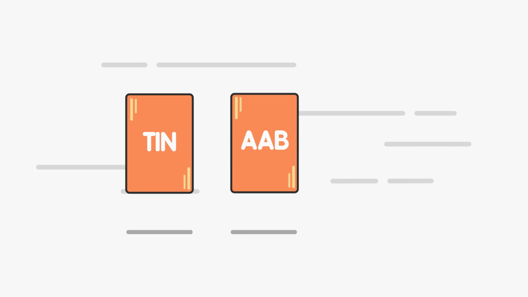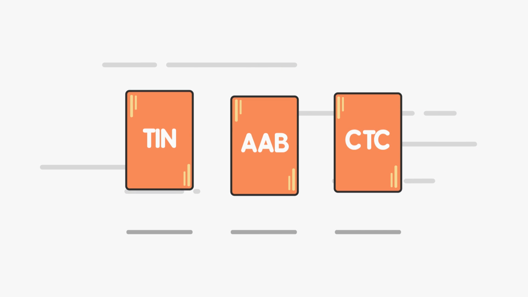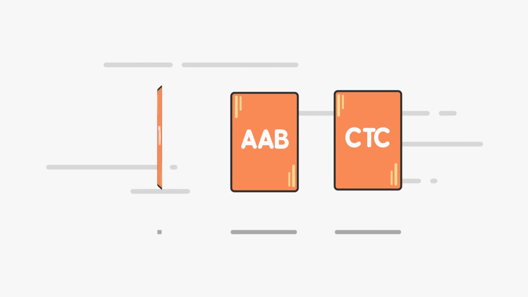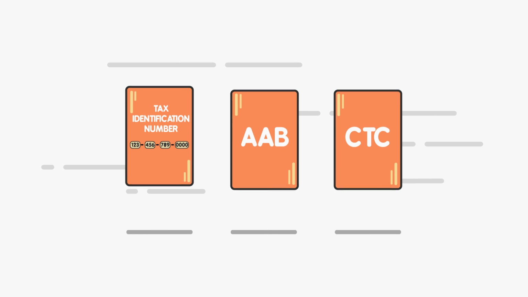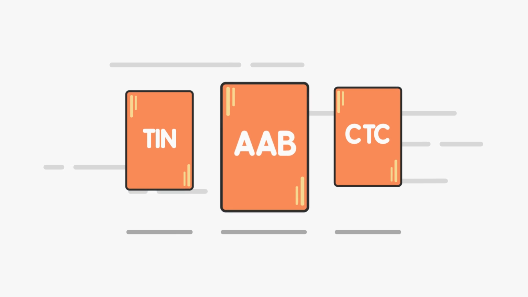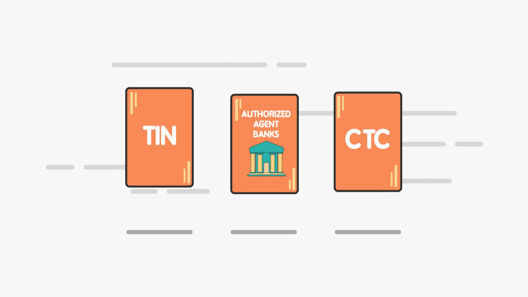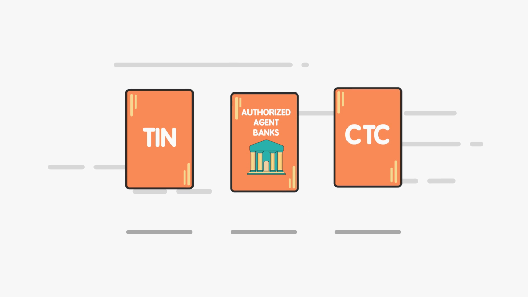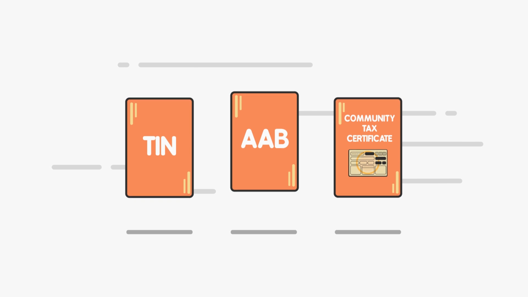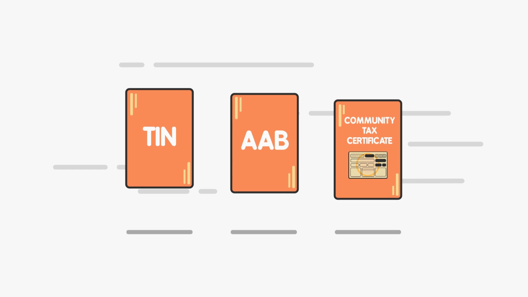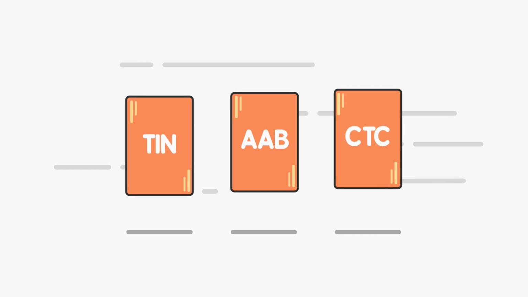Before we dive into details, let's familiarize ourselves with several important terms. TIN, or Taxpayer Identification Number, is a 13-digit number uniquely assigned to individuals. AABs, or Authorized Agent Banks, is where you can make tax payments. CTC, or Community Tax Certificate, is presented upon filing your annual income tax returns. Got it? Okay, let's start.